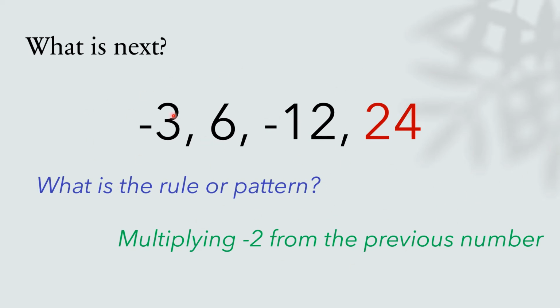So let's see. Negative 3 times negative 2, that would be 6. 6 times negative 2, that would be negative 12. And negative 12 times negative 2, that would be 24.